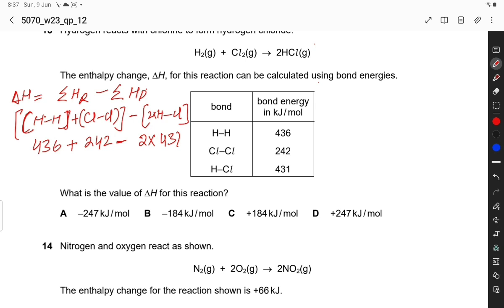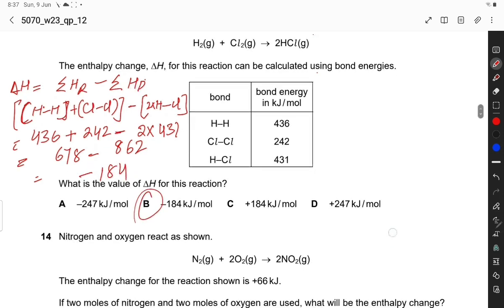436 plus 242 is equal to 678, minus 2 into 431 is equal to 862. 678 minus 862 is equal to minus 184. So B option is correct option.